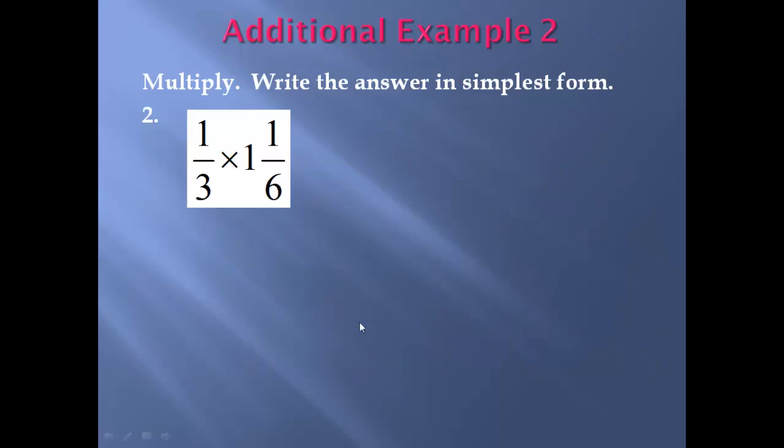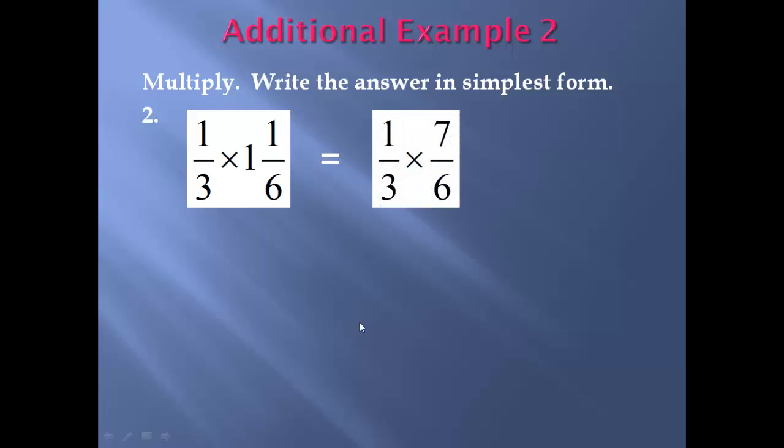Now we have an additional example. You can pause the video and try it on your own, or you can follow along. We're going to multiply. We want to write our answer in simplest form. We have 1/3 times 1 1/6. Our first step is to change 1 1/6 to an improper fraction. So we're going to multiply 6 times 1, which is 6, plus 1, which is 7, so we get 7/6. So now our problem is 1/3 times 7/6.